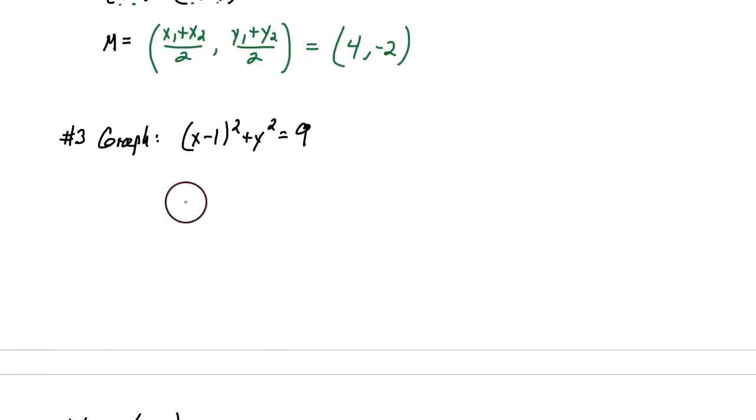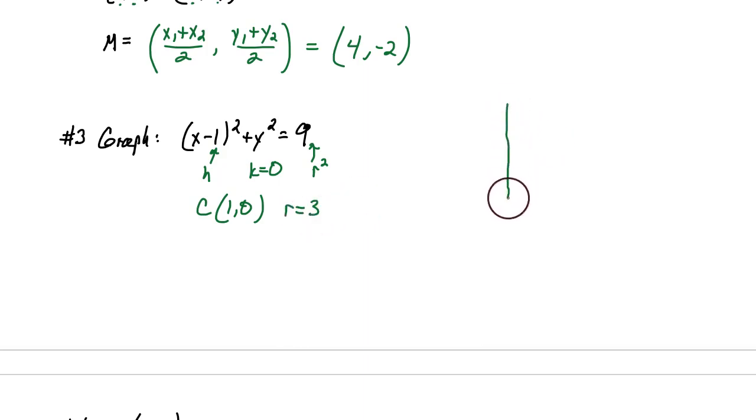Next, we want a graph, but we have to know what shape we have. This is the format for a circle. This number right here, which is subtracted from x, is the value of h. There is no number subtracted from y, so k is 0. That's our center. It is at 1, 0. That number there is radius squared, so the radius is 3.